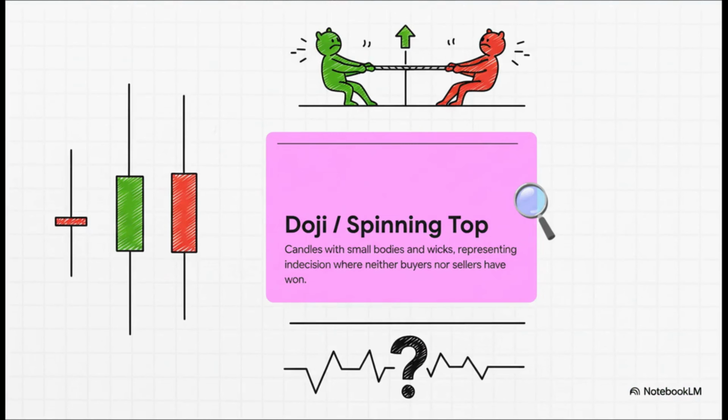So you want to look for candles like a doji or a spinning top. They have these teeny tiny little bodies and usually have long wicks on both sides. What that's telling you is that during that period, the price went on a wild ride, but it ended up opening and closing at almost the exact same place. It's a perfect visual of a tug-of-war where nobody won.